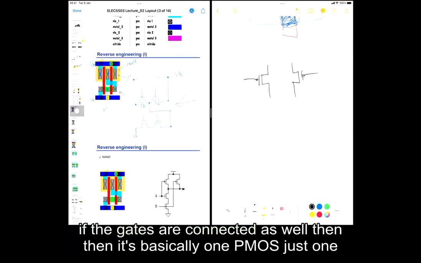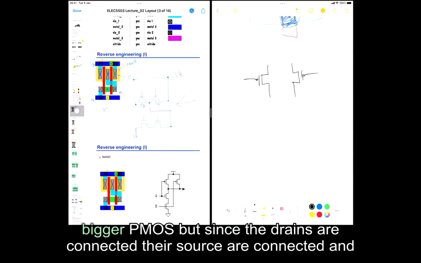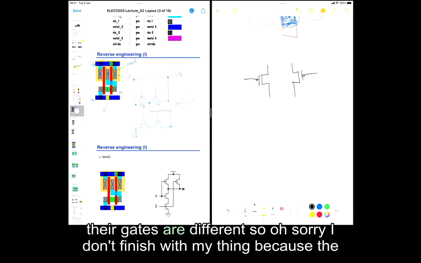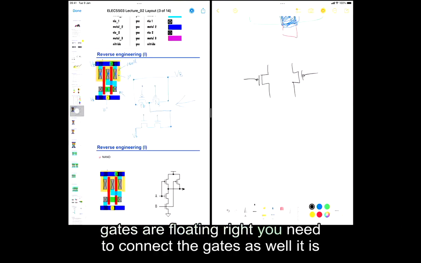If the gates are connected as well, then it's basically just one bigger PMOS. But since their drains are connected, their sources are connected, and their gates are different... Sorry, I haven't finished with my thing. Because the gates are floating, right? You need to connect the gates as well.